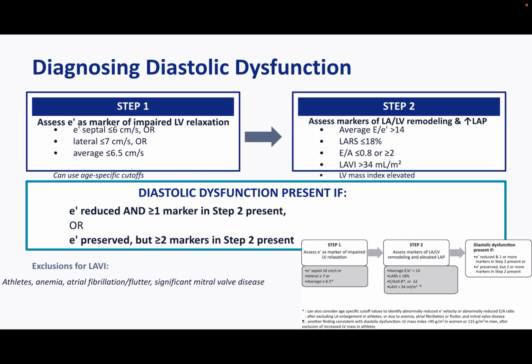If 1 or 2 are abnormal, the result is indeterminate. Assess supplemental parameters. A special case: if only E prime is reduced and E to A is greater than 0.8, you cannot call grade 1 based on E prime alone. You must check supplemental parameters. If supplemental parameters are all normal, left atrial pressure is normal, and you diagnose grade 1 diastolic dysfunction, impaired relaxation with normal left atrial pressure. This catches the critical clinical scenario where impaired relaxation and elevated left atrial pressure coexist, which is exactly the pseudo-normal pattern that caused so much confusion in the 2016 era.